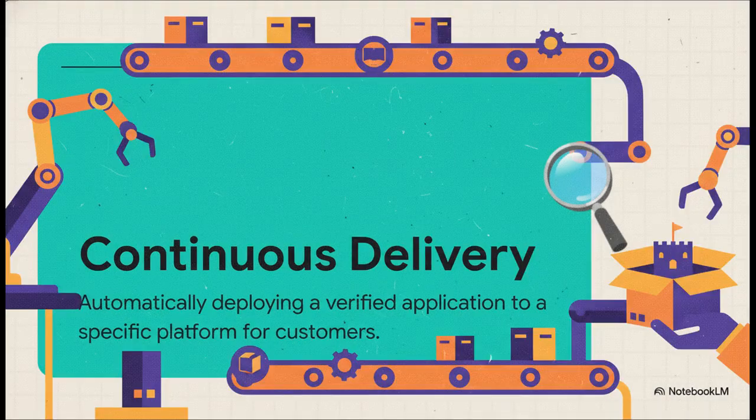Then we have the CD part, continuous delivery. This is the grand finale of our assembly line. It's the automated process of taking that fully verified application and safely shipping it out onto a platform where your actual customers can use it.